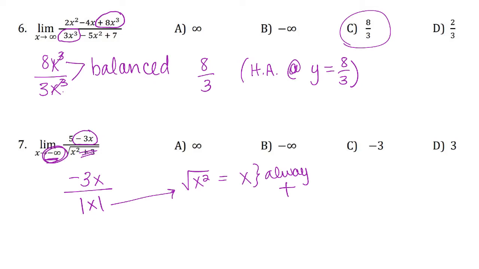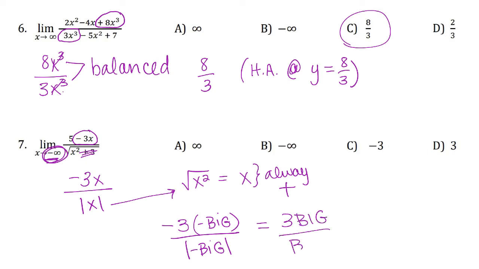So we can think about this as a negative big value that we sub in. So I'm going to say negative 3 times negative big, and that's all over the absolute value of negative big. That's one way to think of it. So on top we have 3 positive big over positive big. And so notice this will balance out and be positive 3. So you have to be careful with those. Pay attention to the signs.